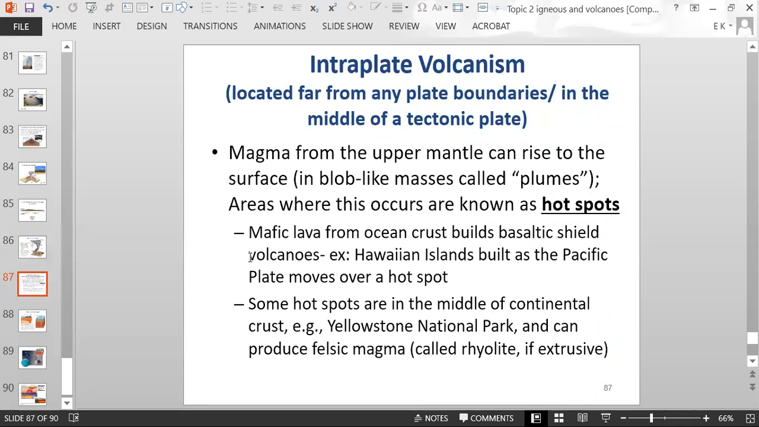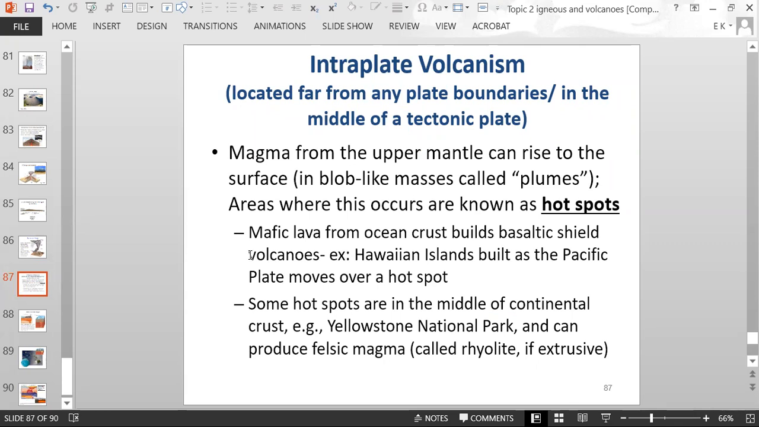Then you have intraplate volcanism, which are volcanoes that are located far from any plate boundaries, or in other words, they're in the middle of a tectonic plate. So magma from the upper mantle can rise to the surface in blob-like masses called plumes. Areas where this occurs are known as hotspots.